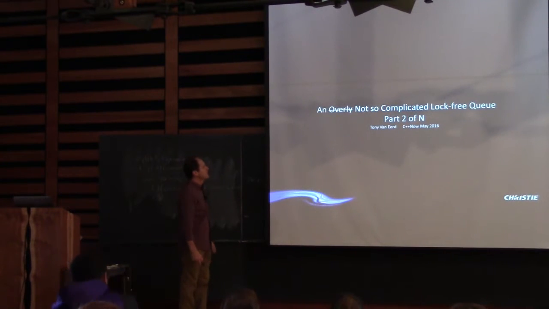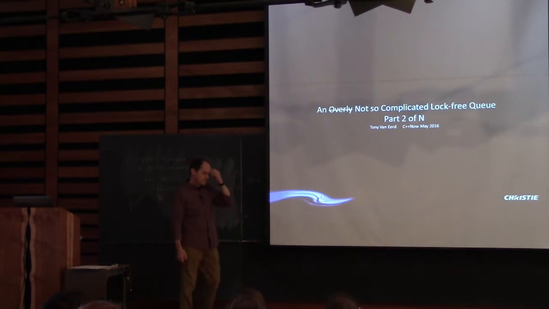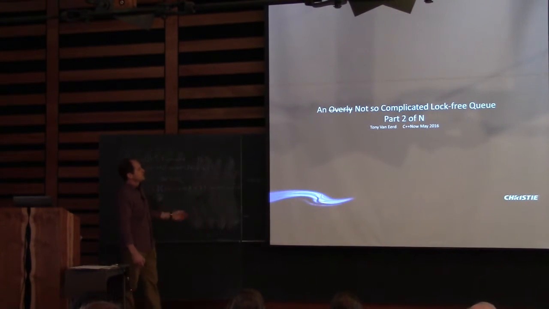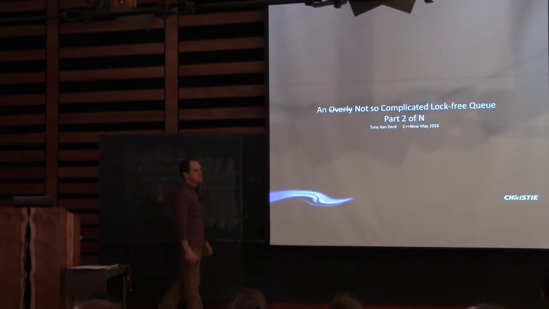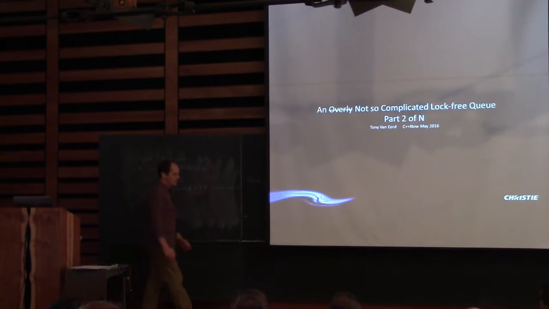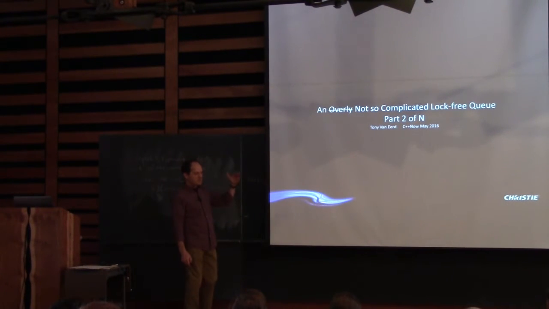Let's go. This, in the past, was called a complicated lock-free queue. Over time it got more and more complicated, and then yesterday, it became simpler. So it's not so complicated anymore, although yesterday it became simpler, and by the end of yesterday, it's starting to get a little complicated again.